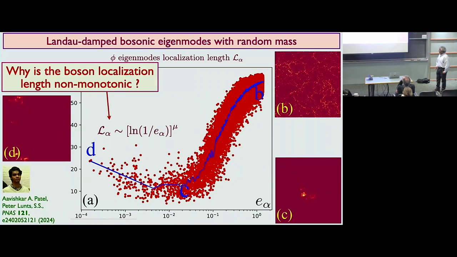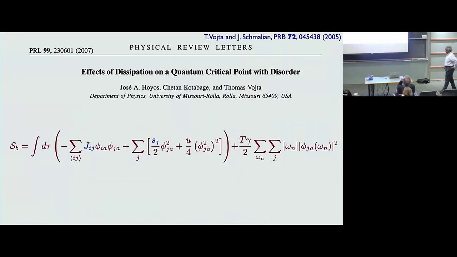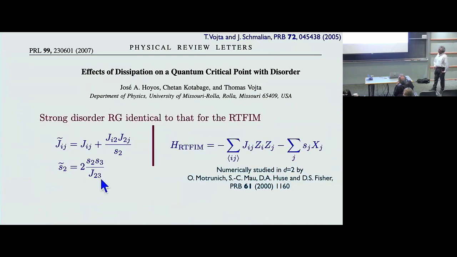And so why is this non-monotonic? In fact, this logarithmic increase in the localization length was already anticipated by this very, very important paper by Hoyos, Kotabage, and Thomas Vojta, who looked at essentially the same model we're looking at, but they also put in randomness in the boson dispersion, J_ij, and randomness in the boson mass. So they looked at the case of very strong disorder, where you have large randomness in J_ij and large randomness in S_j. And using a strong disorder RG, they derived a bunch of RG equations for the couplings J and S. And remarkably, these are exactly the equations that Daniel Fisher obtained for the random transverse field Ising model. So ultimately, the very low energy behavior is that of the random transverse field Ising model.